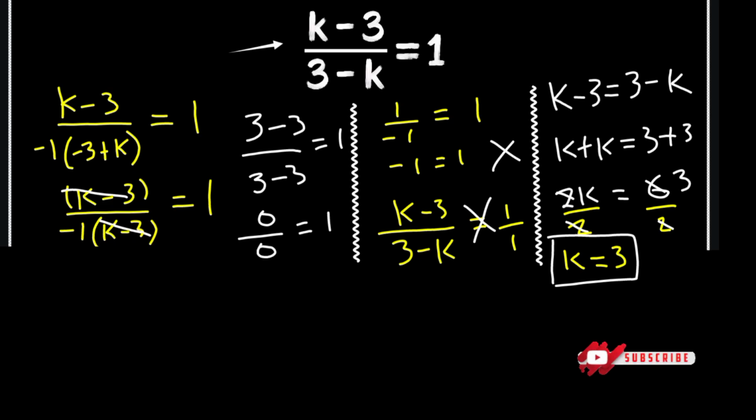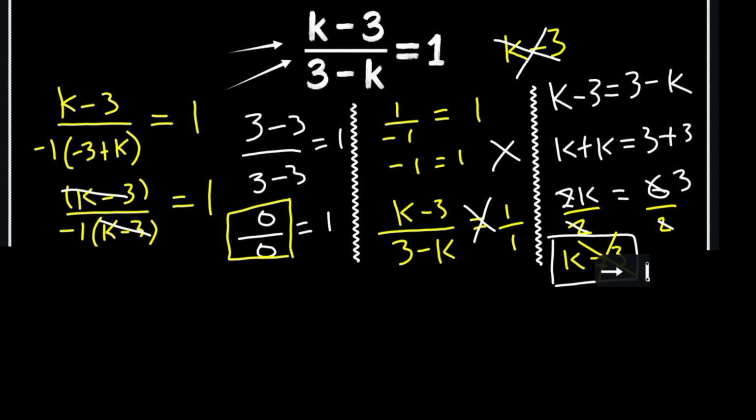Oh no, here is a mathematical error. We can't divide by 0. This is extraneous. Then it means that k equals 3 is not a valid solution. And since this is not a polynomial, it means k equals 3 is the only solution that we can come up with, but then it is extraneous and rejected. Therefore, it means that this does not have any valid real solution.